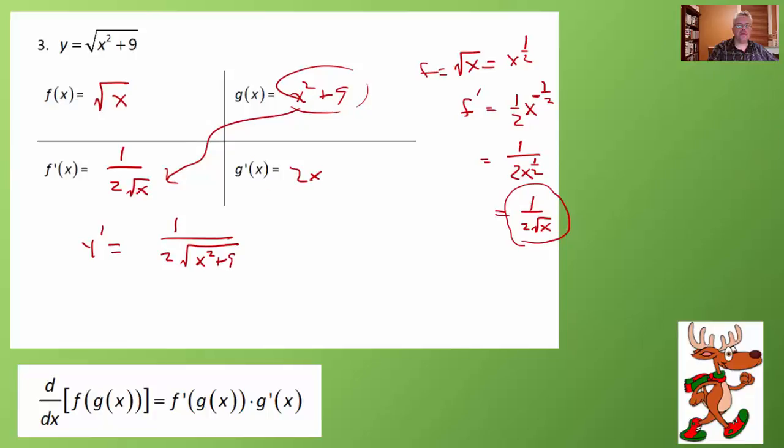See, I substitute that in for x, times g prime, times 2x. Well, this would equal 2x over 2 times the square root of x squared plus 9. We can cancel the 2's. So we just get x over square root of x squared plus 9. Wow, okay, that's not so bad. We can do this. We're halfway finished.